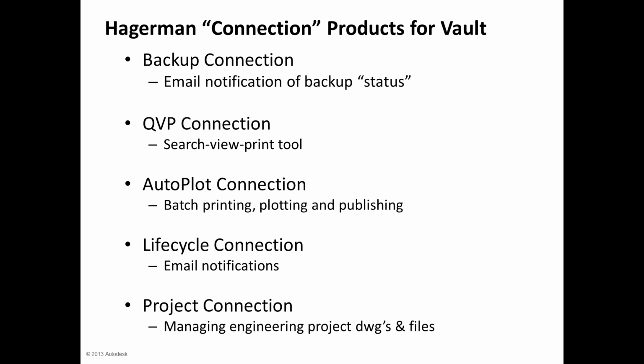Backup connection is one of the newest ones we've come out with that sends out alerts through email to whomever you designate, and it gives a status of the backup. Also gives a status of how long it's been since you had a backup, and the status of the latest backup, what got backed up, if it succeeded or failed. You also have QVP connection. It's basically a search, view, and print component. This is ideal for shop floor systems that need access to the Vault database. Again, user level control, they cannot check out anything, they cannot make edits, they cannot change anything. It is simply search and print.